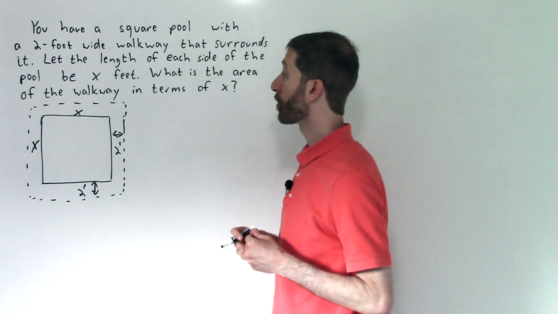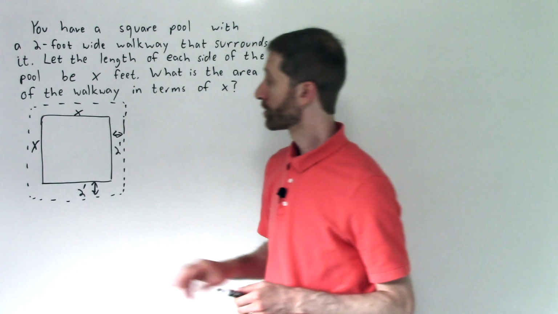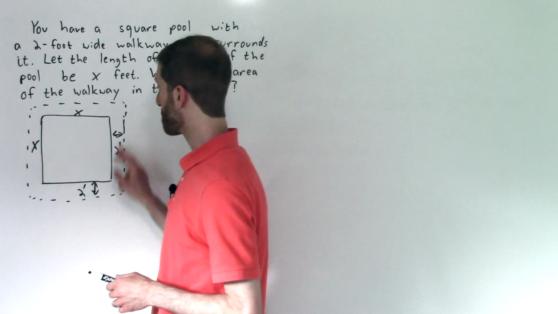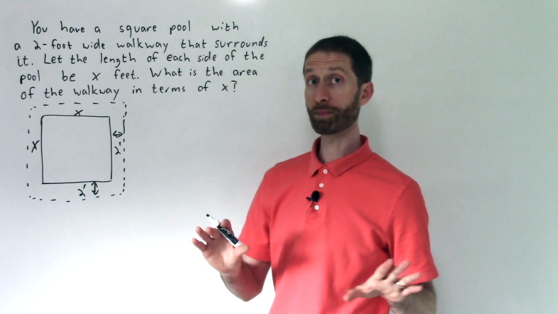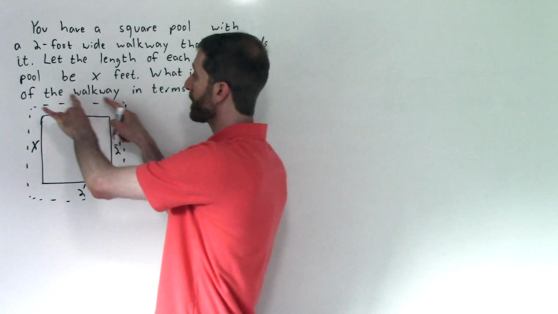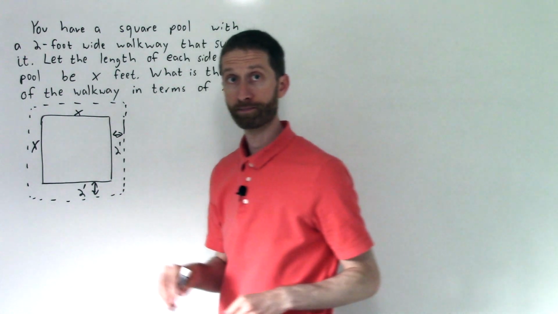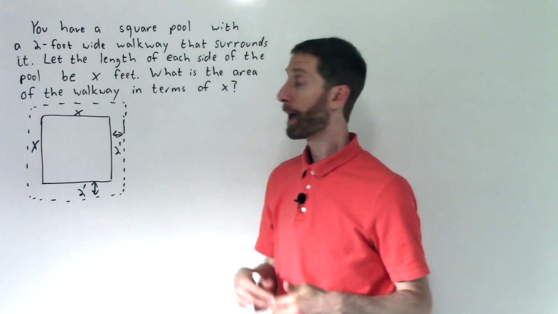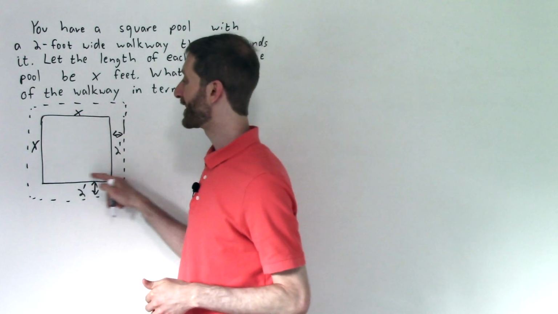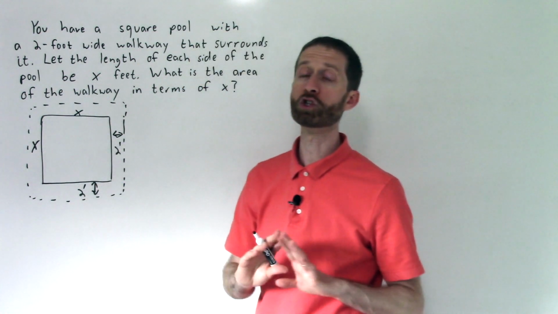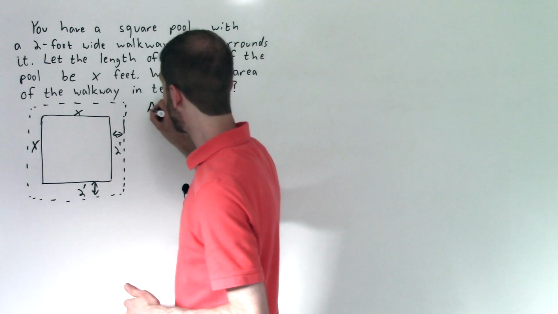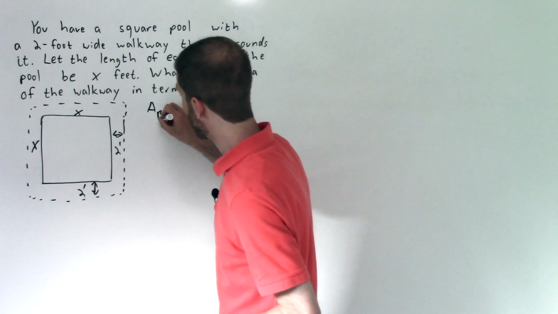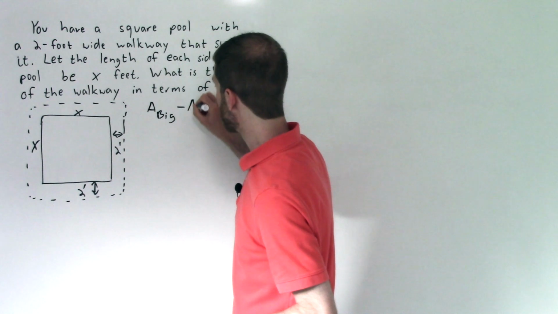What is the area of the walkway in terms of x? So we want the area of the surrounding band right here. Keeping it simple in terms of geometry, you're finding the area of the big square, the pool with the walkway, minus the area of the square on the inside, the area of the pool, which is what we don't want. So I'm going to write that out: area of the big minus area of the small.